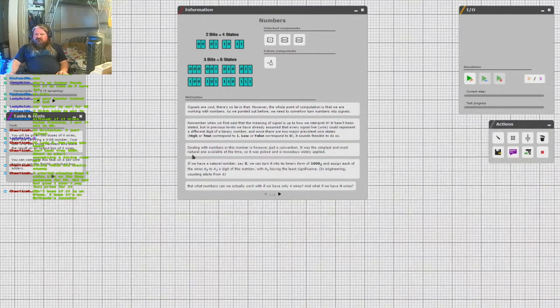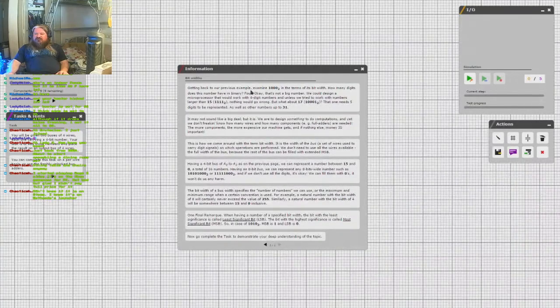It was the simplest and most natural one available at the time, so it was picked and is nowadays widely applied. If we have a natural number, say 8, we can turn it into a binary form of 1000 base 2, and assign each of the wires A0 to A3 as a digit of this number, with A0 having the least significance. In engineering, counting starts from 0. But what numbers can we actually work with if we have only 4 wires? And what if we have n wires?